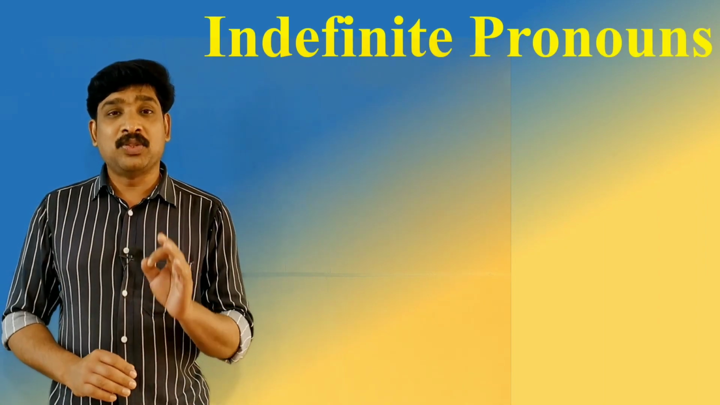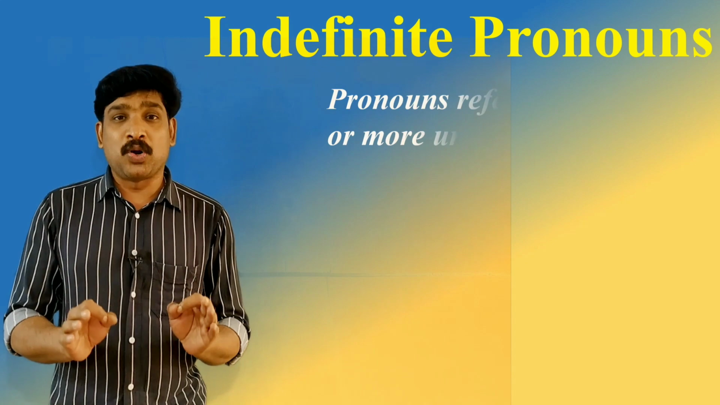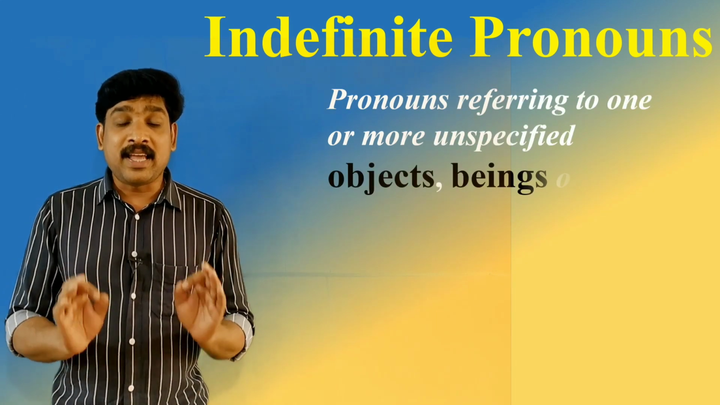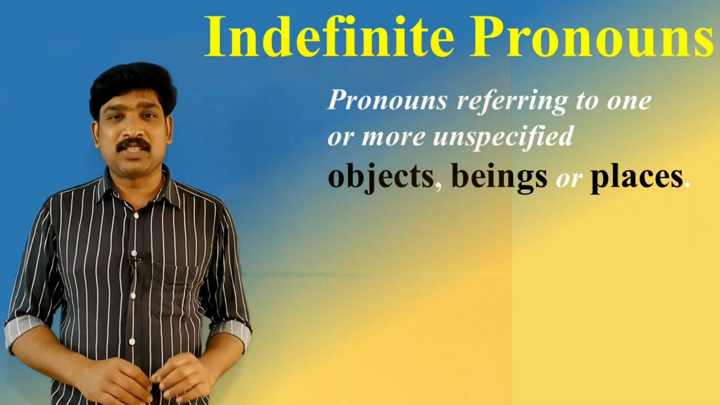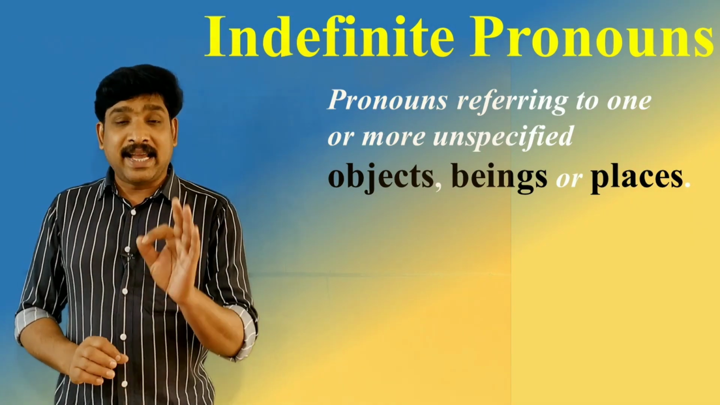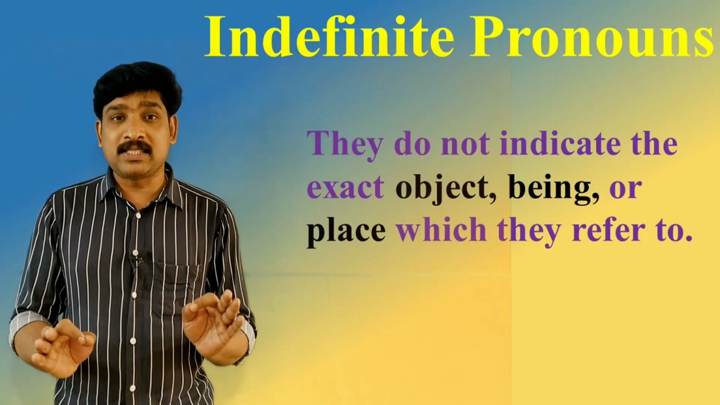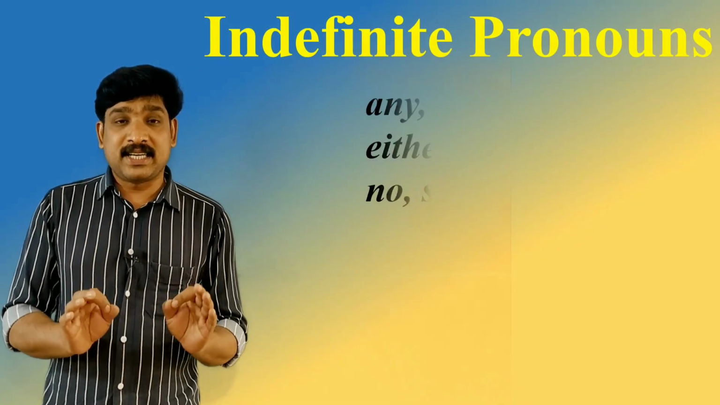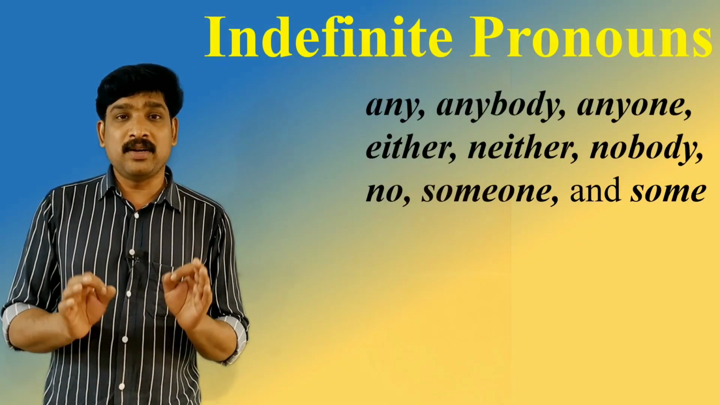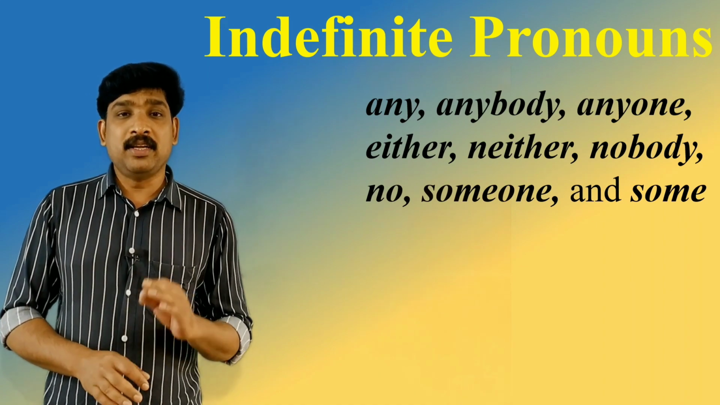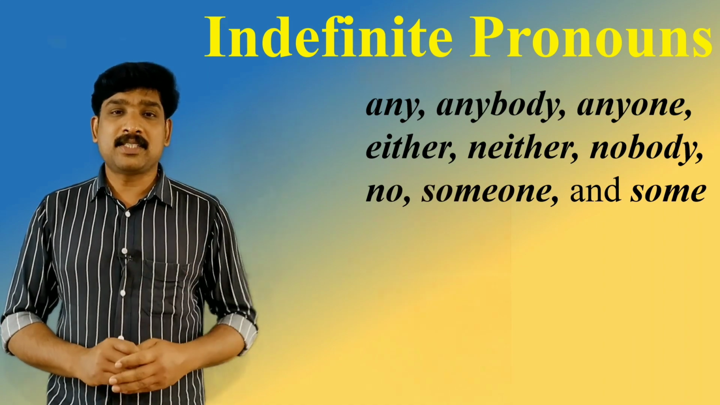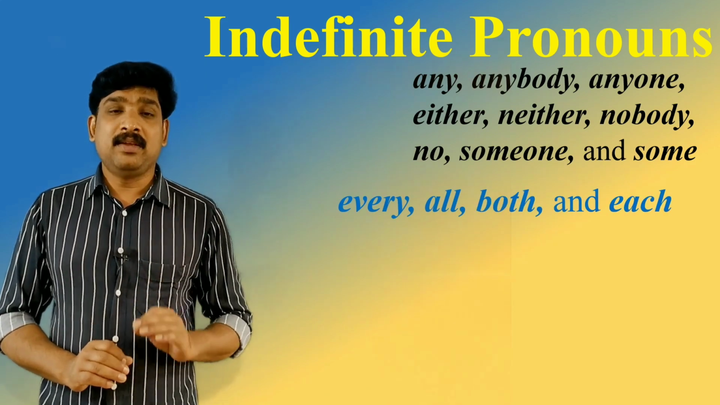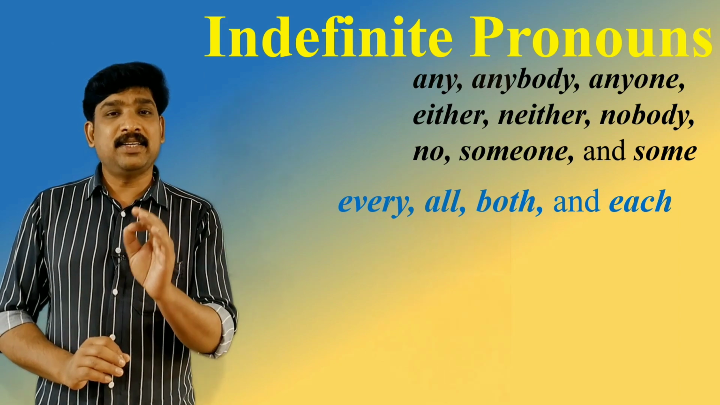Indefinite pronouns are those pronouns referring to one or more unspecified objects, beings or places. They are called indefinite simply because they do not indicate the exact object, being or place which they refer to. Indefinite pronouns include pronouns such as any, anybody, anyone, either, neither, nobody, no, someone and some. They also include pronouns such as every, all, both and each.